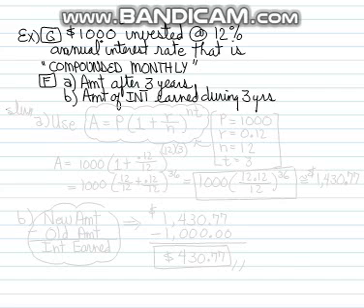So $1,000 is invested at 12% annual interest that's compounded every month. Solution for part A, find the amount in the account after 3 years. So we're going to use this formula for compounded interest.